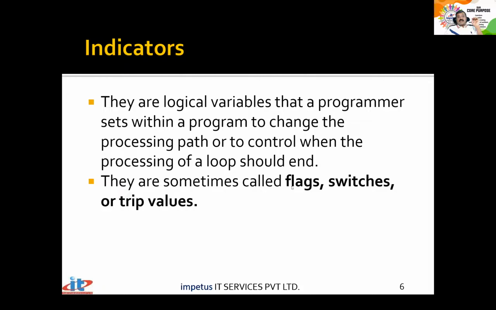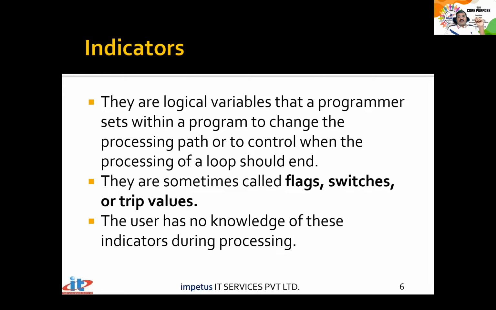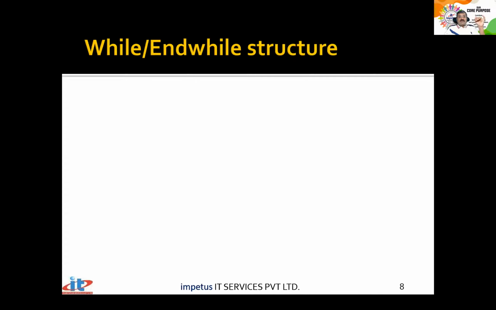They're sometimes called flags, switches, or even trip values. So if somebody says loop control variable, somebody says flags, somebody says switches, somebody says trip values, it's all the same. That means these are variables whose values determine when the loop will terminate. You may call them by different names. The user has no knowledge of these indicators during processing. So you have to express this logic in your code itself.